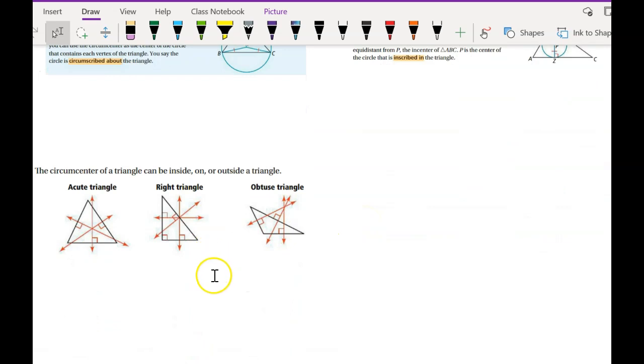And one last thing, the circumcenter of the triangle can be inside, outside, or on. So in an acute triangle, it is always going to be inside the triangle. In a right triangle, I don't know if you've noticed or not, but every time we found the circumcenter, it has been on the hypotenuse. In an obtuse triangle, it is going to be outside of the triangle.